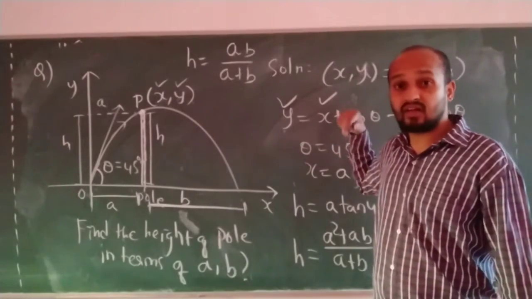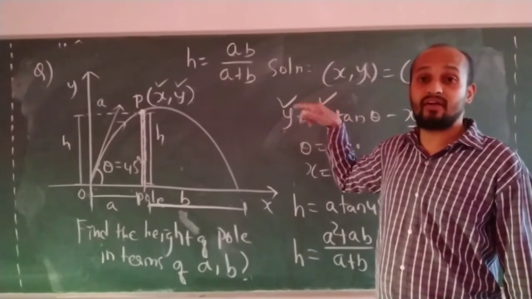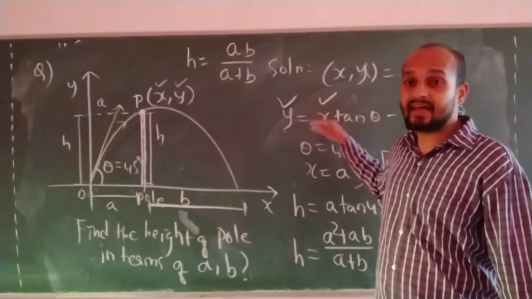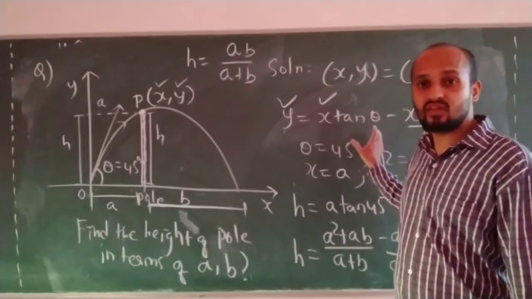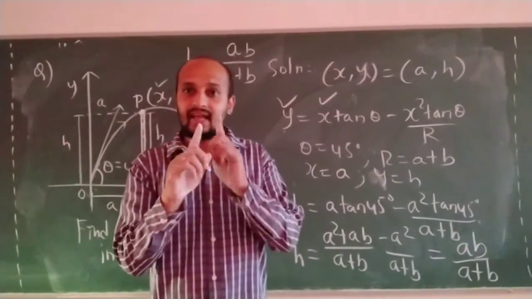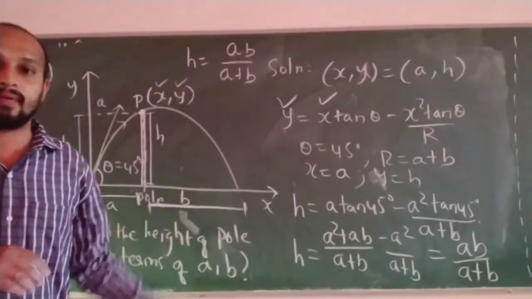So another form is also there. x tan theta minus half into g x square divided by u square cos square theta. Correct now? Two formulas are there for the equation of trajectory motion. This is one of the formats which I am using. When you are finding the relation between y and x, these formulas will be used. You have to keep it.